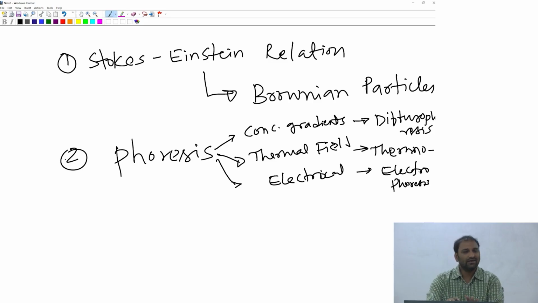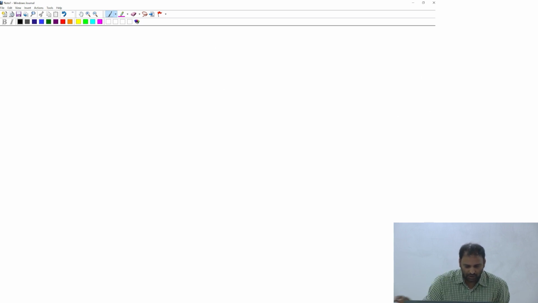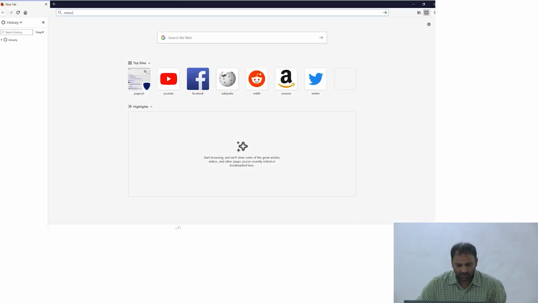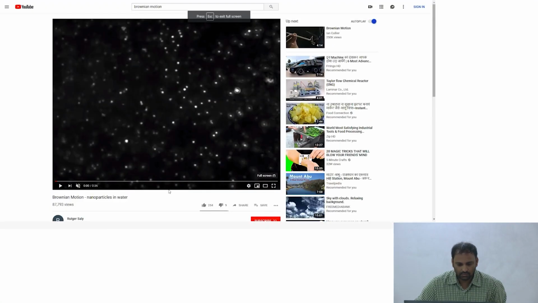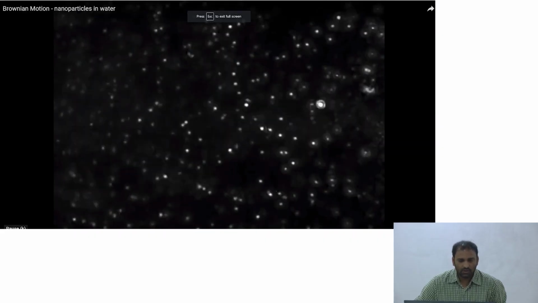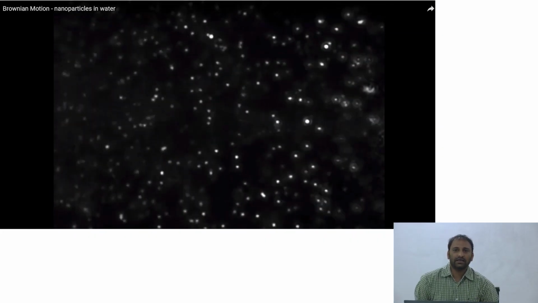So we're going to look at some aspects of phoresis. This is the plan for today. I'm just going to start by showing you again a movie which I showed in the last class. What has been done is that the white dots that you see are particles. These are fluorescent particles.